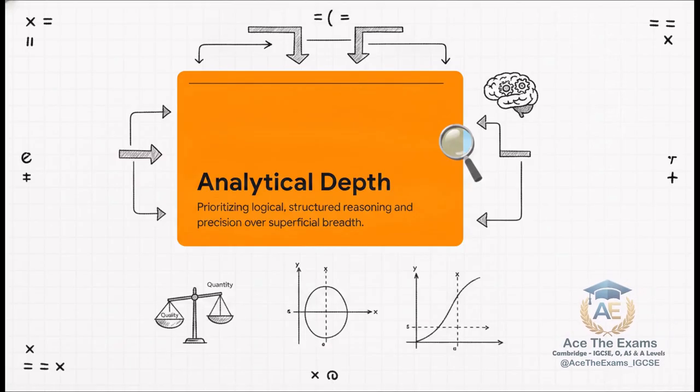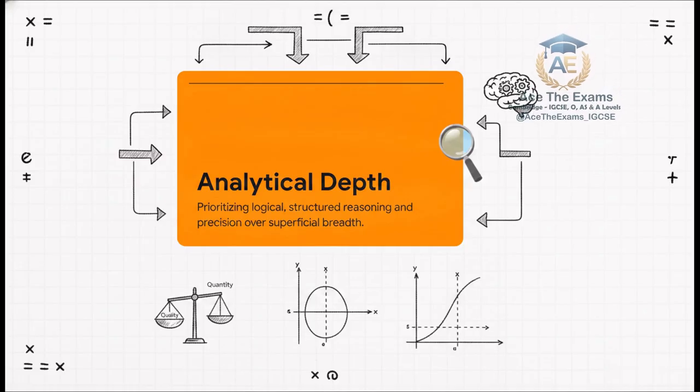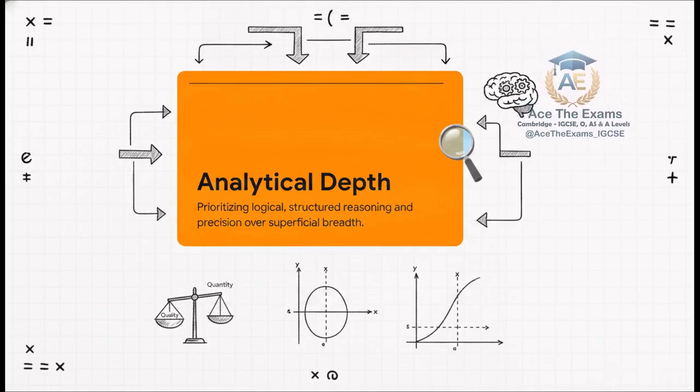To do this, top students use what we call the PEEL framework: point, evidence, explanation, and link. You make your mathematical point, provide the evidence from the specific function, explain how that evidence proves your point, and link it back to the core question. It's quality over quantity every single time.